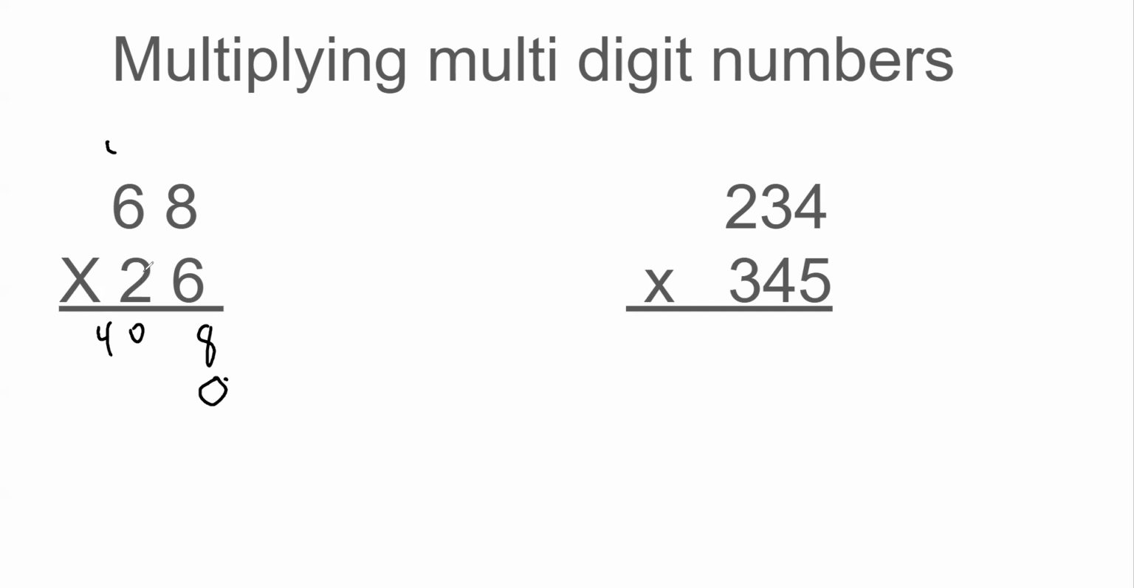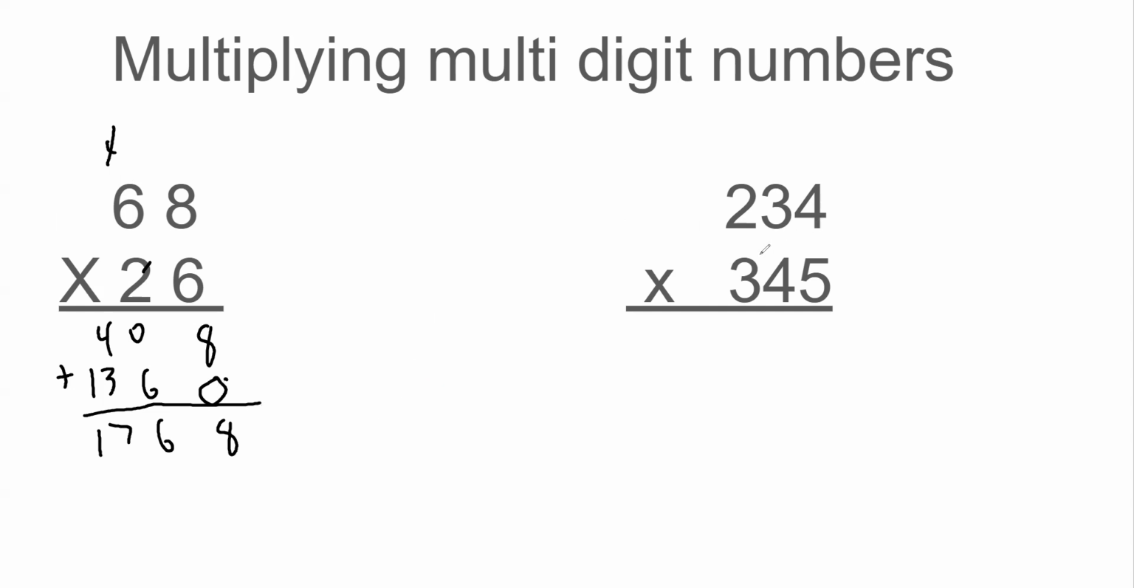Then you do the 2's. 2 times 8 is 16. 2 times 6 is 12, plus 1 is 13. Now, when you get here, you're going to add these two rows. You get 8, 6, 7, and 1. And there's your answer, 1768.